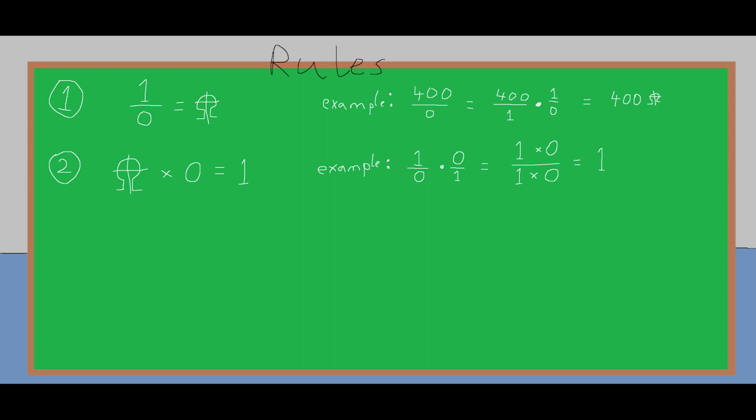Okay, so now we got grug. Now it's time for an equation that will reverse grug. So grug multiplied by 0 is 1. And here we have another example. We know grug is 1 over 0, and multiplying by 0 is the same as 0 over 1. Therefore, 1 times 0 over 1 times 0 is equal to 1.